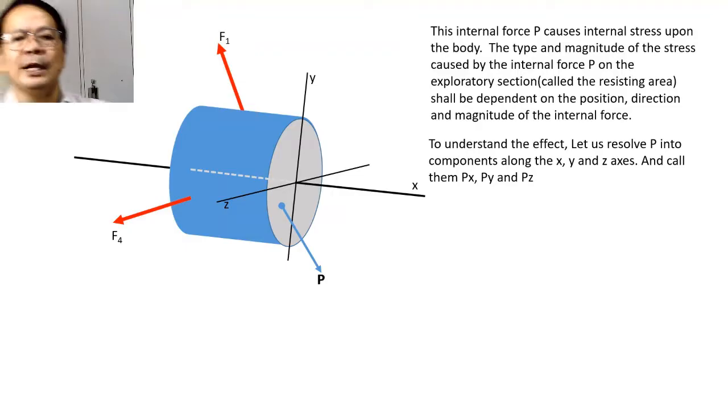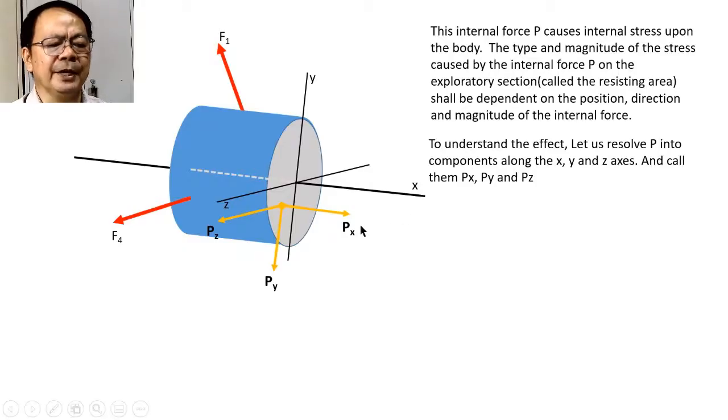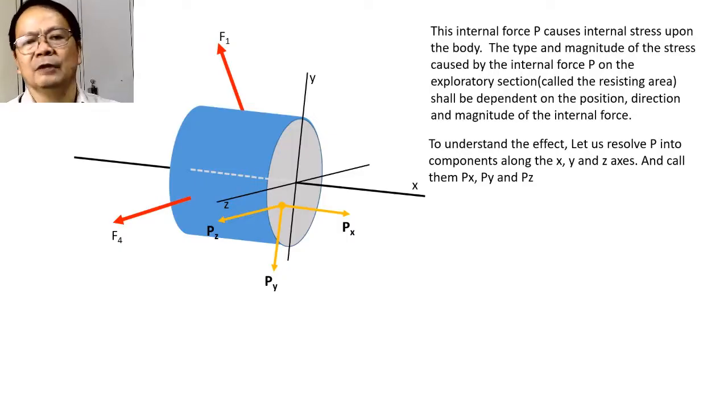Para maunawaan natin yung epekto, subukan natin na i-resolve itong P into components along the x, along the y, and along the z axis. At tawagin natin siyang Px, Py, and Pz. So, i-resolve natin siya into components so that we shall have our Px, our Py, and our Pz. These are the components of the internal force that is acting upon the object. Okay? That balances the left part of the exploratory section of the body.